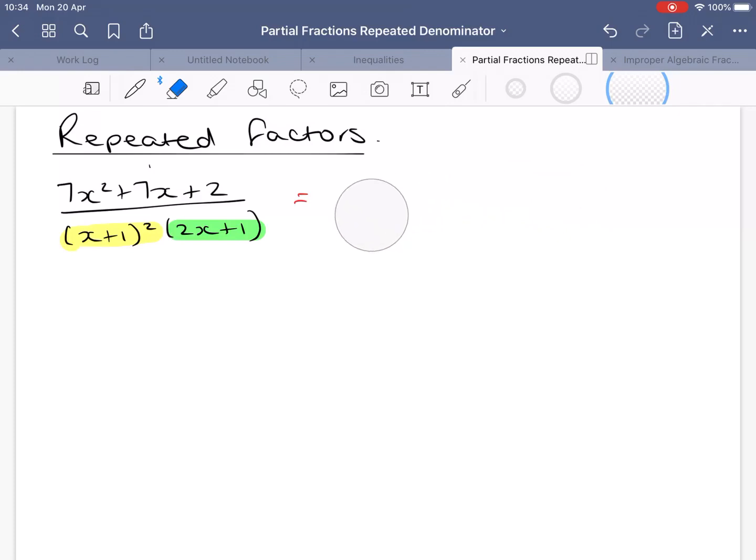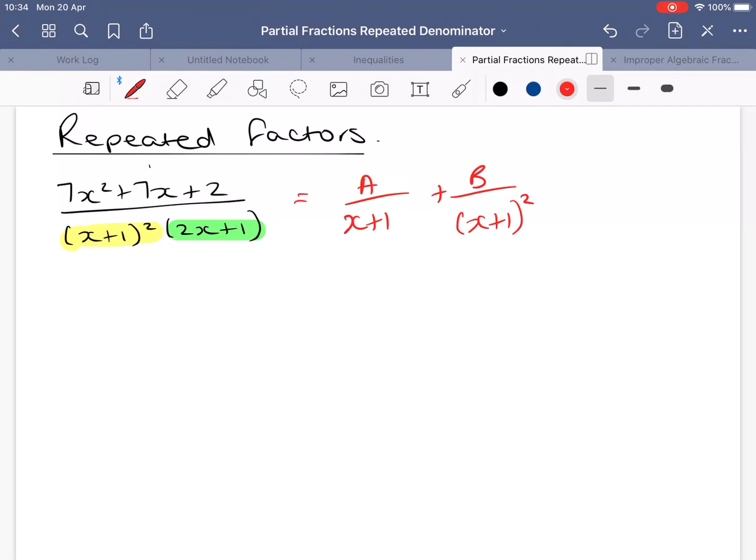Okay, so we have to have the part where you've got the single factor, you have to have the part when you've got the repeated factor when it's squared, and then in this case we've got our third part because we've got our other factor which is 2x plus 1. So when you have a repeated factor, it's really important you remember you need the x plus 1 and you need another factor which is x plus 1 squared. Okay, and then we carry on as normal, but you do have to think a little bit more clever.